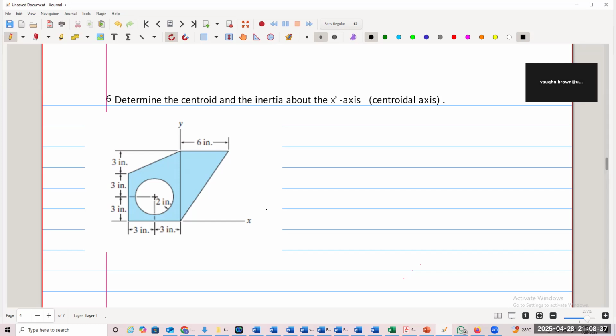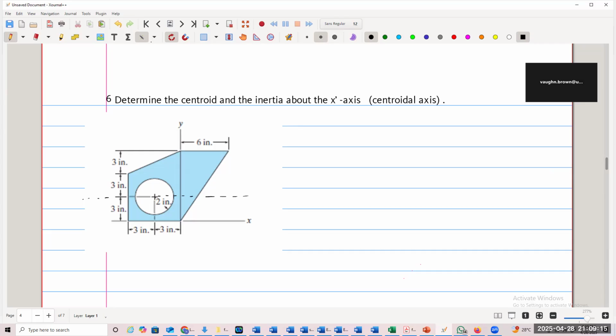All right, it says here, determine the centroid and the inertia around the x-axis. It says x prime axis, sorry. The x prime axis would be this axis here. Let's use this faint line just to explain. So this axis here, that axis there, right? So it's around this axis.